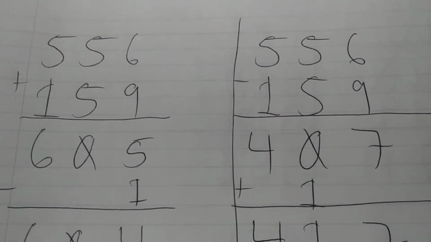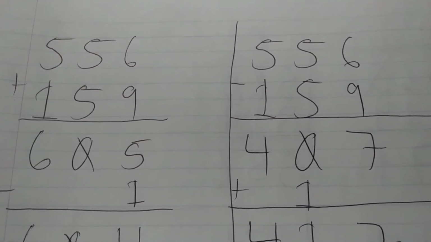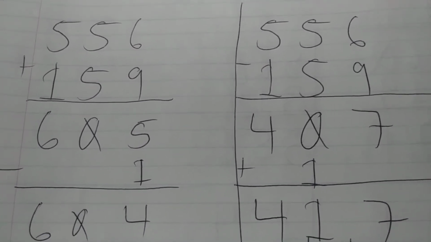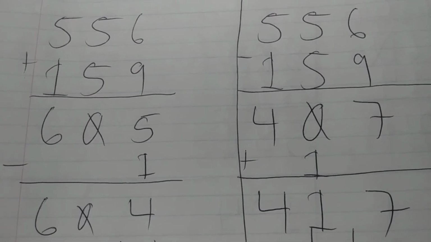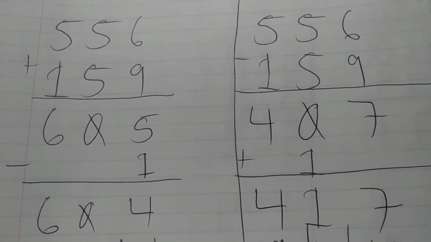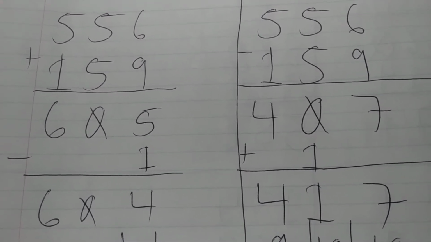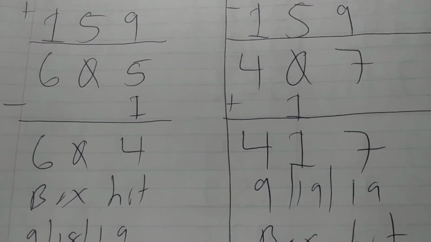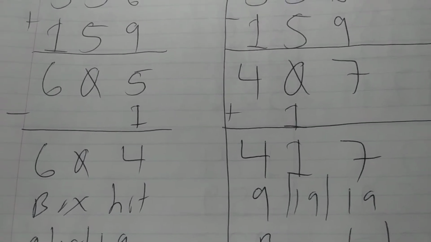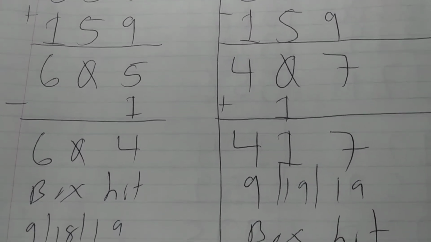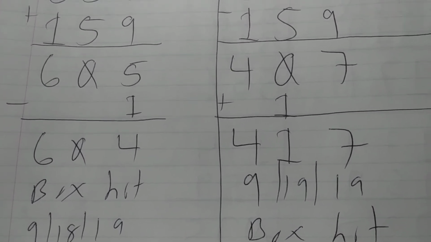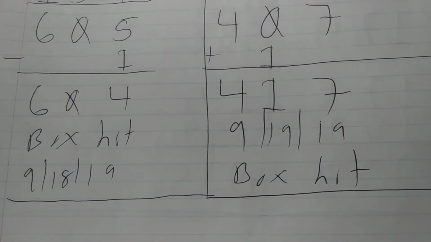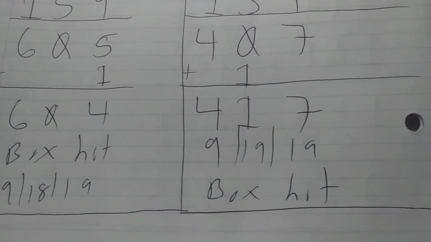Okay, so on this example, you're adding on 159 and minusing off 159. 5 plus 1 is 6. 5 plus 5 is 0. 6 plus 9 is 5. You're going to subtract off 1 from the 5 in that 6 row, 5. Bring down 6, 0. 5 minus 1 is 4. And that was a box hit on September 18th.